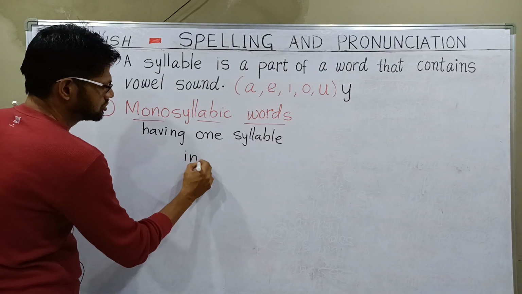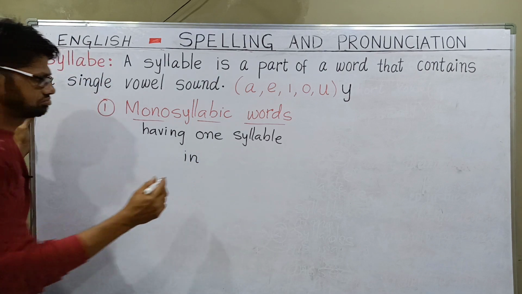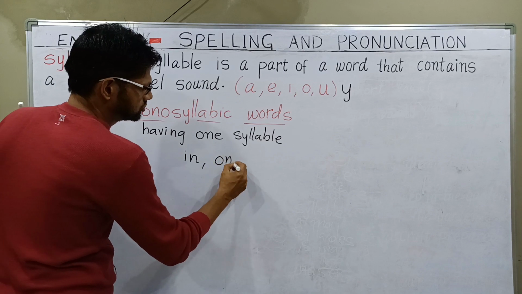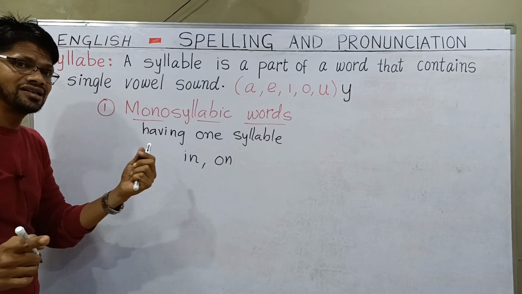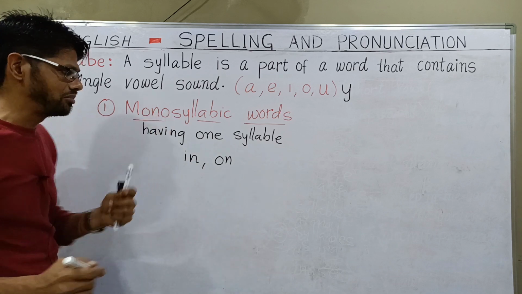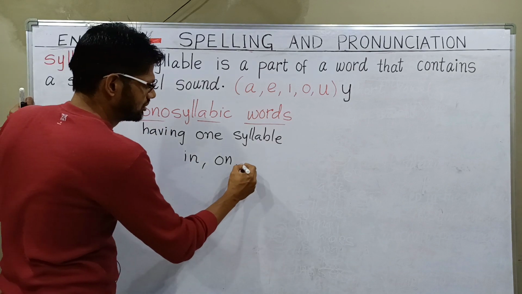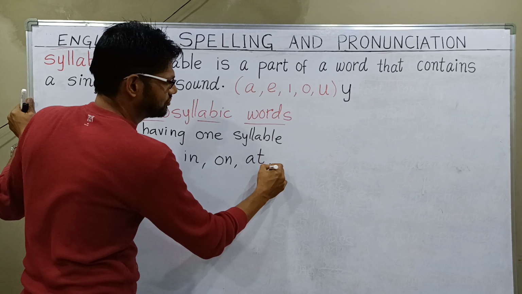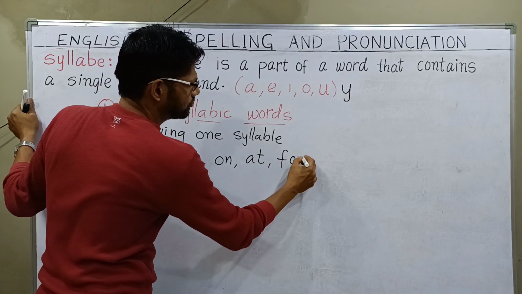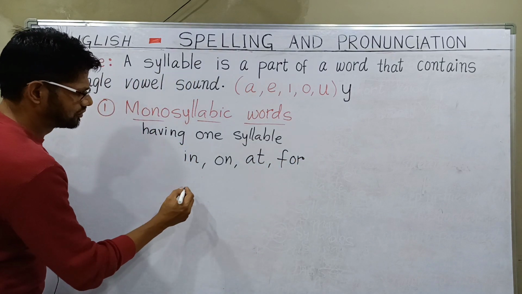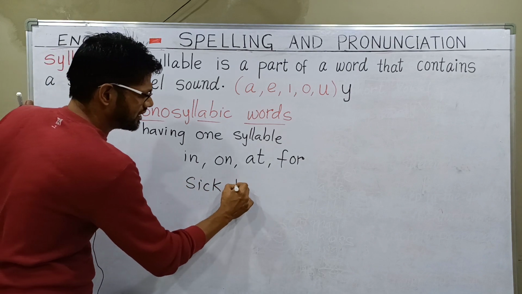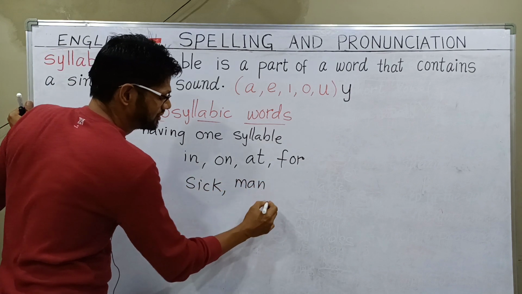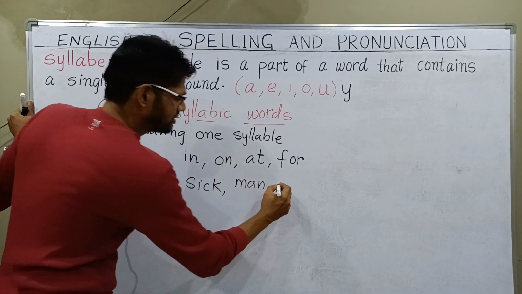In, on. Monosyllabic: one word, one sound. Two letters are there, but they are producing only one beat or one sound. So in, on, at, far, for. Sick, S-I-C-K, sick. Many examples we can say: man, M-A-N, man. We can say many things.